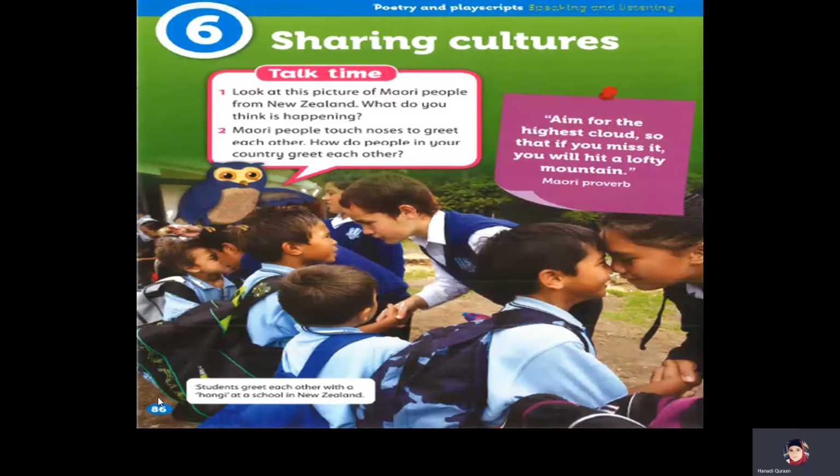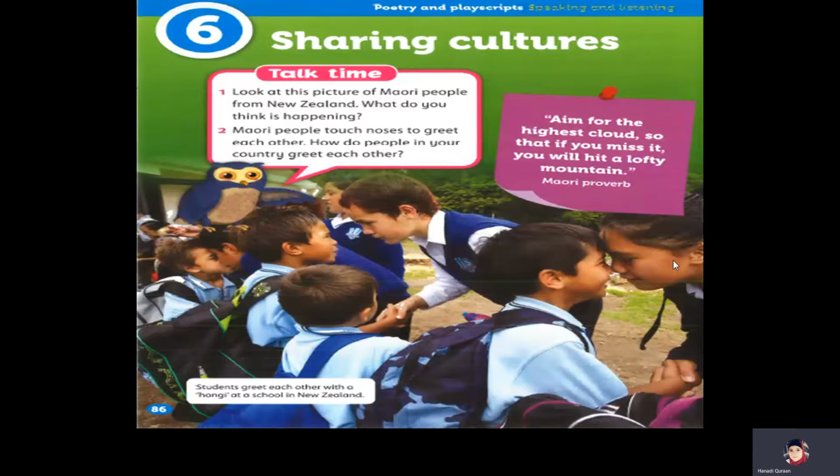Today we're going to start with a new unit which is about play scripts, and we will explain later on, inshallah, what a play script is. Now, I want you to look at page 86 in the student's book and see what is happening in the picture. You can see that students are greeting each other. They are saying hi to each other. But the way that they're saying hi is different from the way that we know. They are touching each other's nose. So this is the way that people in some places in the world greet each other.